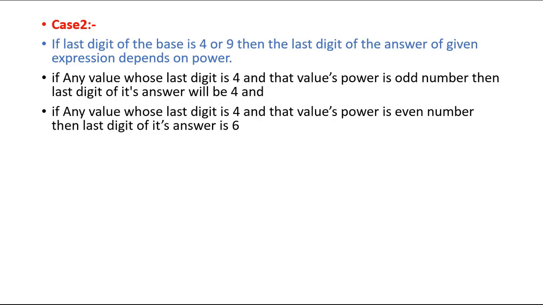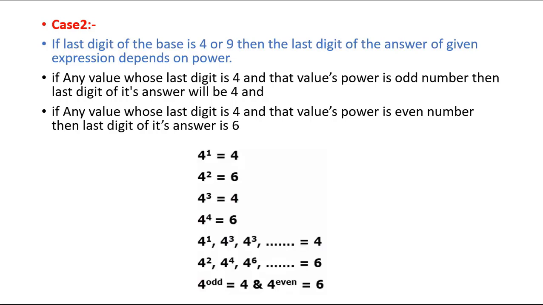Let's understand with a few examples. Example 1, base is 4, power is 1. Base is 4, power is an odd number, hence the answer is 4. Next example, base is 4, power is 2. Here the base is 4, power is an even number, hence the answer will be 6.